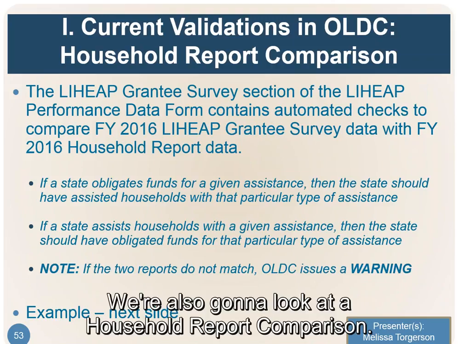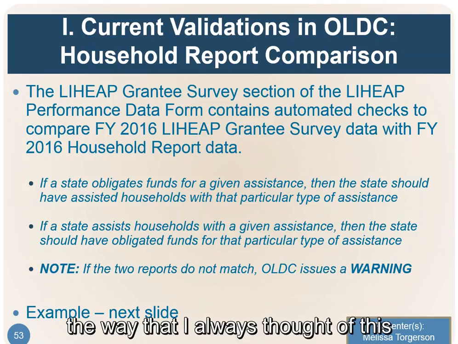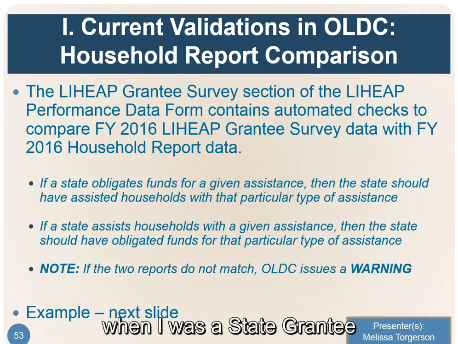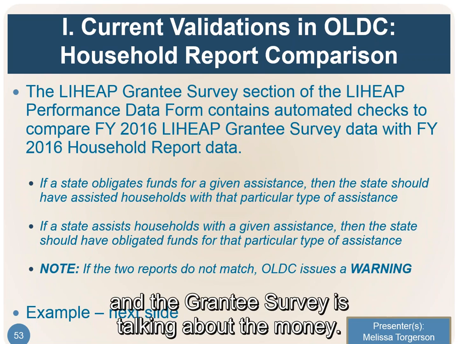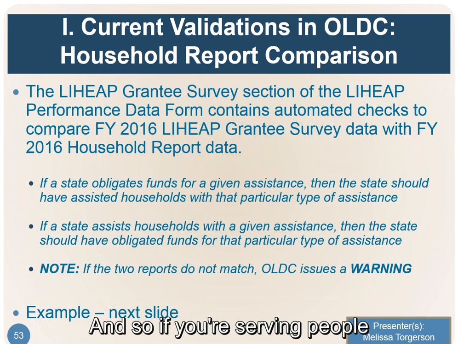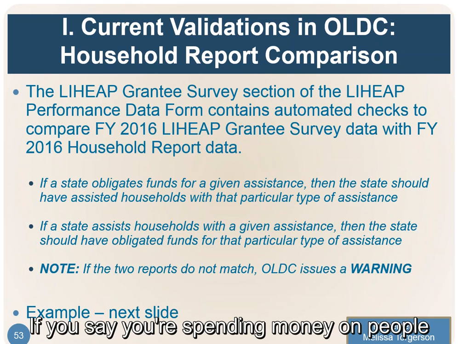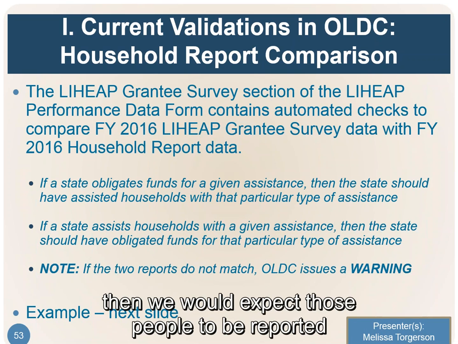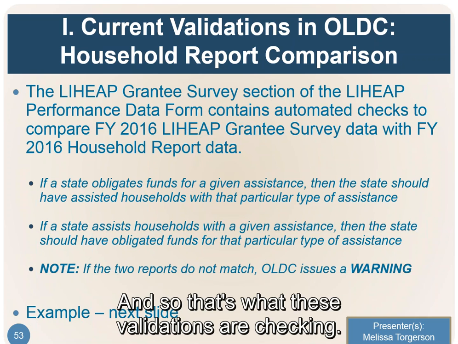We're also going to look at a household report comparison. The way that I always thought of this when I was a state grantee is that the household report is talking about the people and the grantee survey is talking about the money. And so if you're serving people, we should expect to see that you spent money on them. If you say you're spending money on people, then we would expect those people to be reported in the household report. And so that's what these validations are checking.